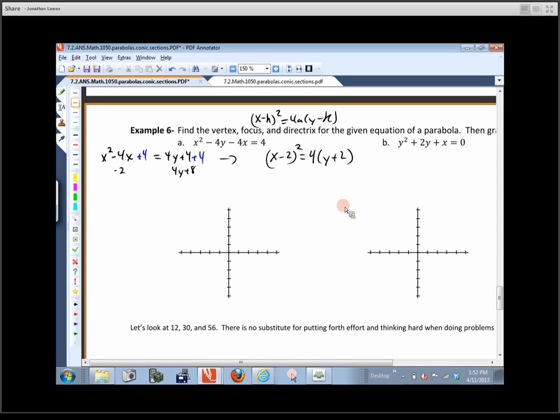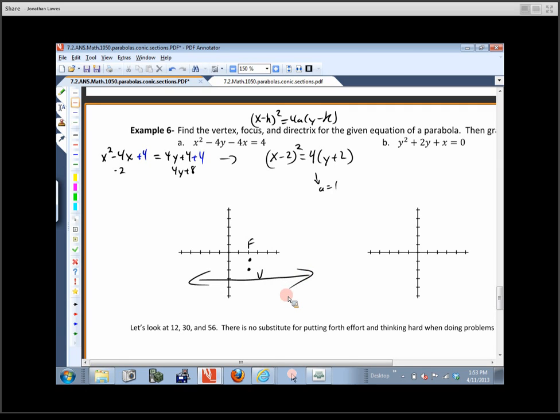Once we get it to there, it's just like the equations that we got done graphing a second ago. What's h? 2. What's k? Negative 2. So over 2 and down 2. So there's our vertex. We know this opens up. What's a? 1. A is 1. So I'm going to go up 1, and that's the focus. I'm going to go down 1, and here's the directrix.